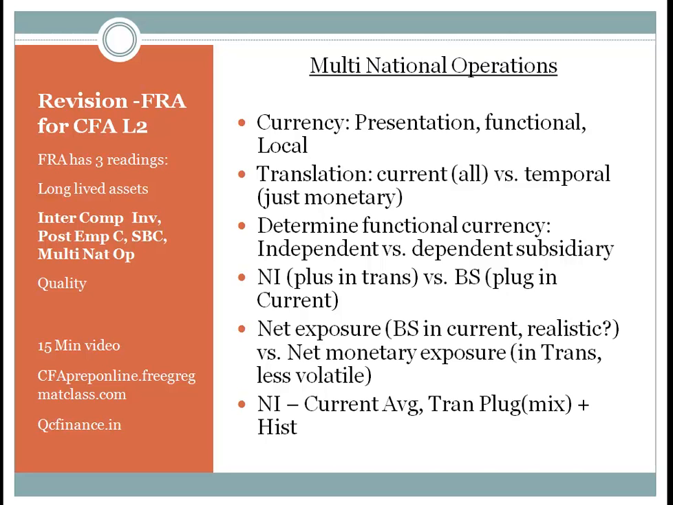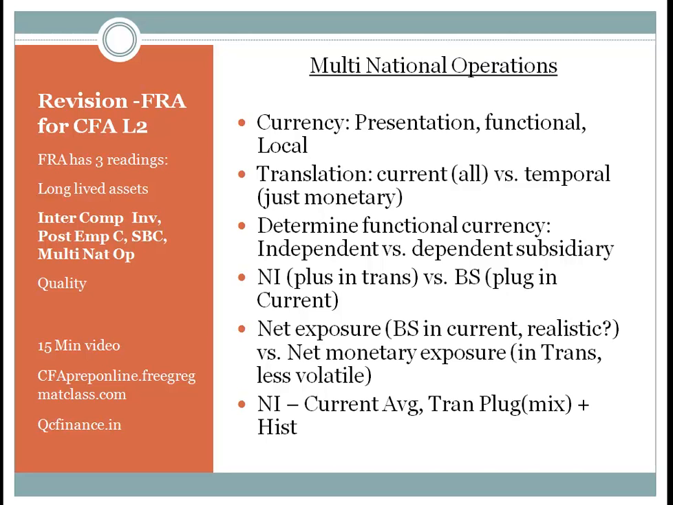The temporal method uses just monetary items at the current rate and the rest at the historical rate. This means that if your subsidiary is only partially outside but is more co-integrated with you, supplying things back to you, and its operations depend on things at home, the currency fluctuations might not really affect it. Then we can use the temporal method if it's very well co-integrated with the mother company. So independent versus dependent subsidiary is one aspect to look at.